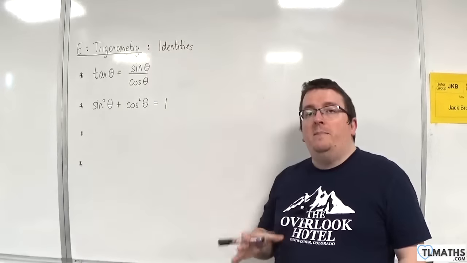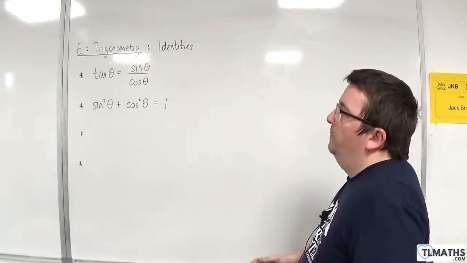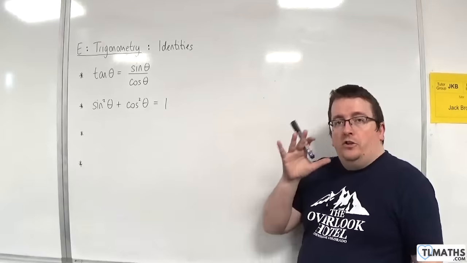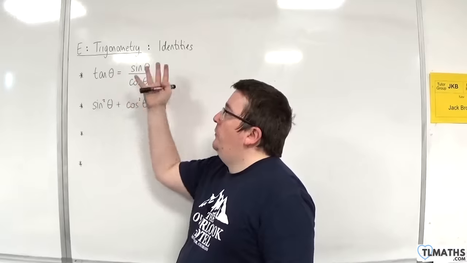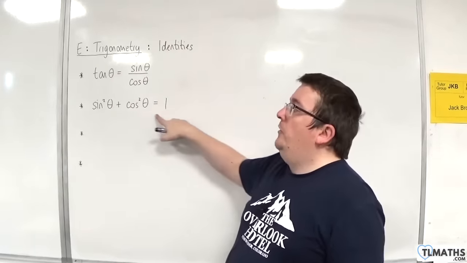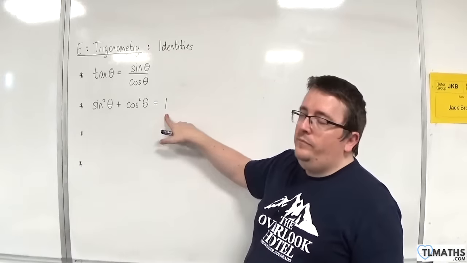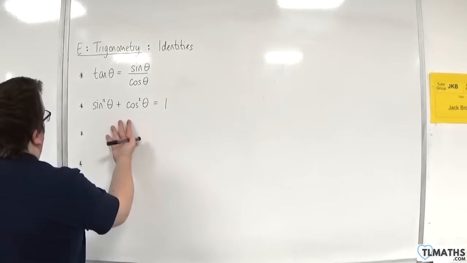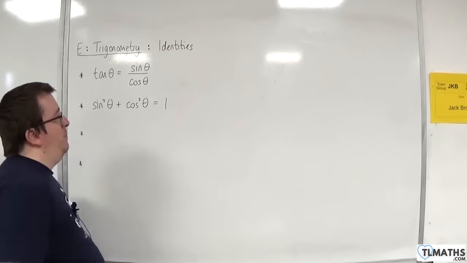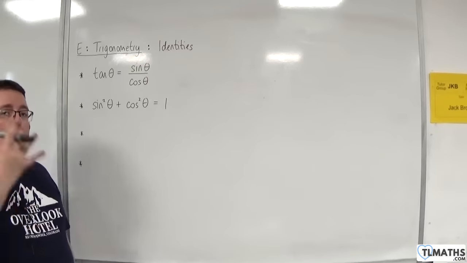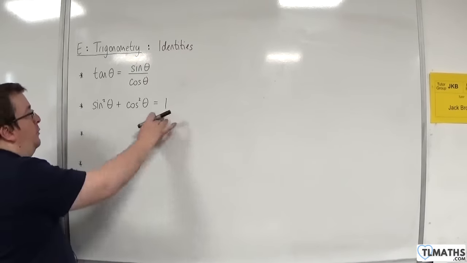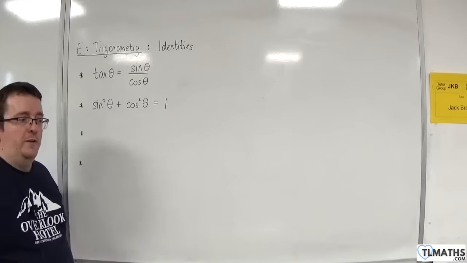So what are the trigonometric identities that you should know? Well, if you are just doing AS maths, then these are the two you need to know. Tan theta is sine theta over cosine theta. Sine squared plus cos squared is 1. Now, full A level, we learn two more that are developed from the sine squared plus cos squared is 1. Now, you either memorize these or you know how to work them out from sine squared plus cos squared is 1, which is the way that I do it.